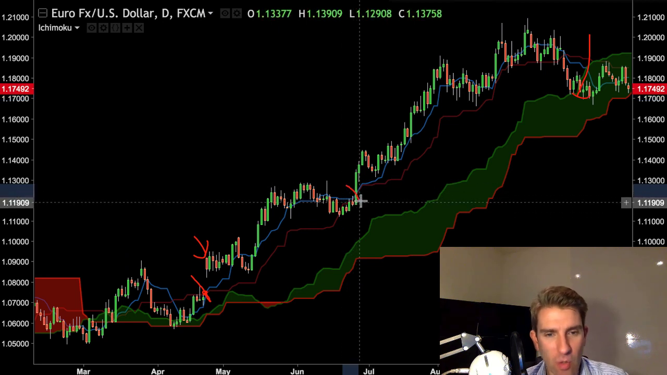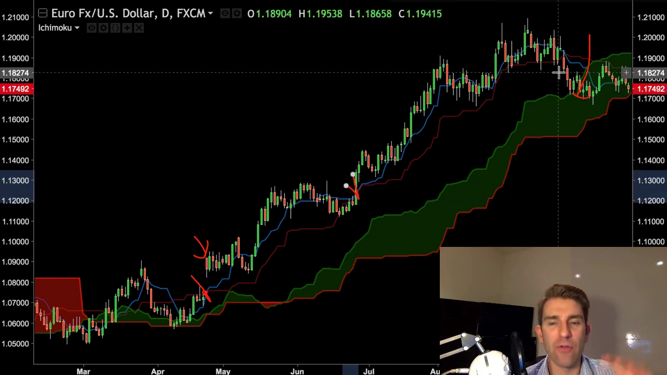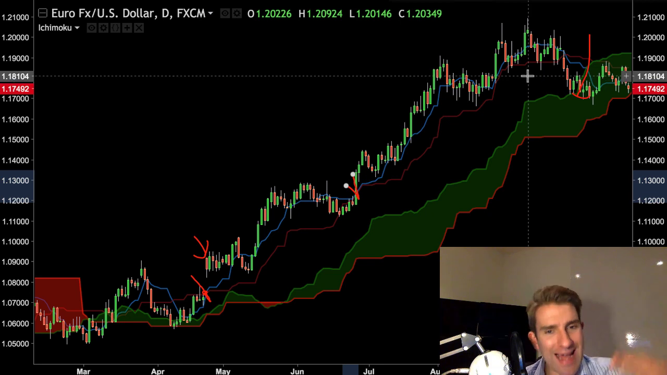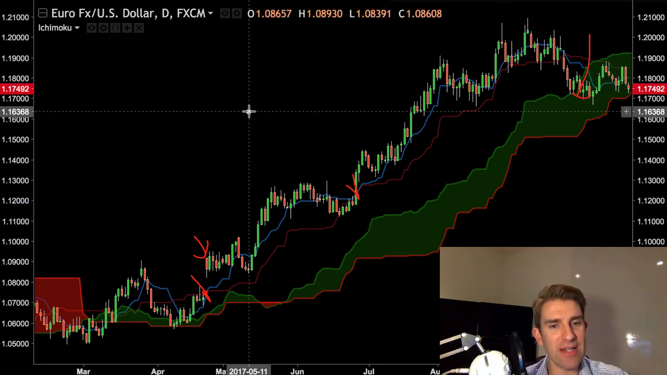I'm not sure if we quite got one there, but you're looking for crossovers to the upside as you're trending. So it's a real trending type tool. And same for the downside. If you're below the cloud, you're looking for crosses to the downside while price is below the cloud.